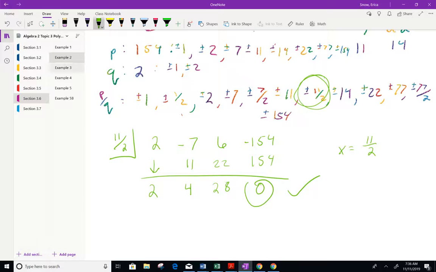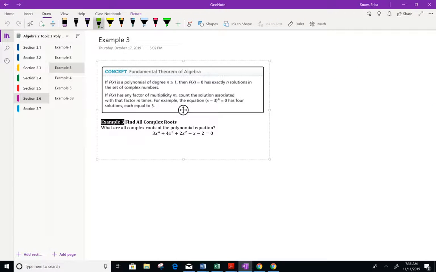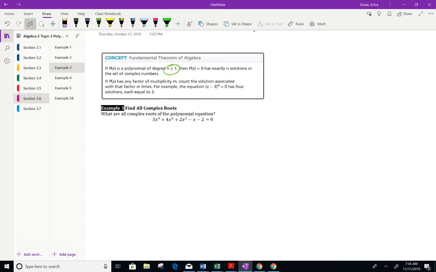And we are done. So now let's talk about the fundamental theorem of algebra. The fundamental theorem of algebra says that whatever the degree n of a polynomial is, then there are exactly n solutions in the set of complex numbers. So if you have a 5th degree polynomial, there are 5 roots. And those could be real roots or imaginary roots. If you have a 30th degree polynomial, then there are 30 roots.